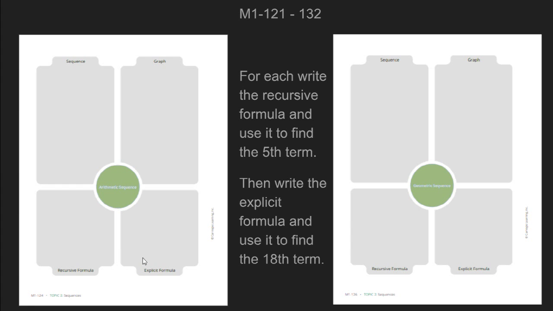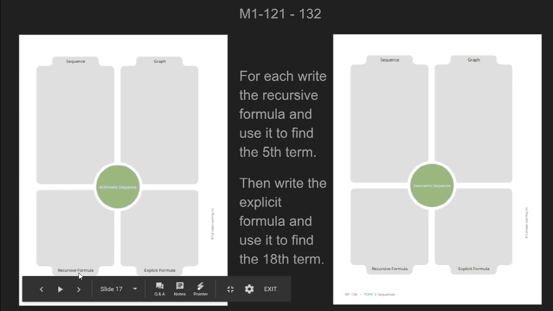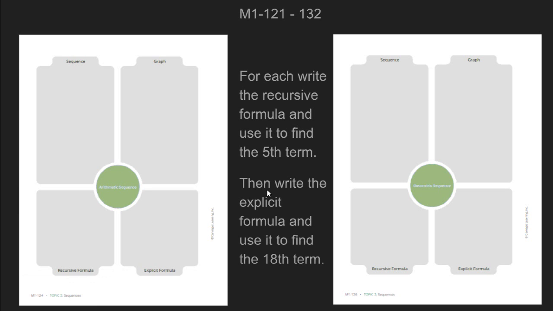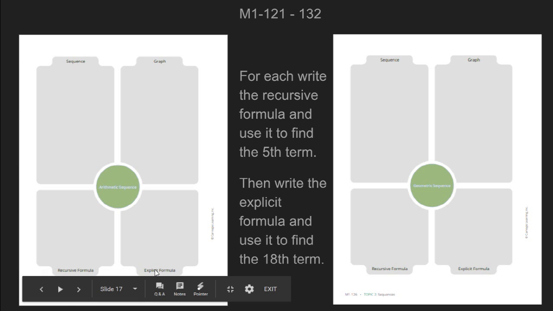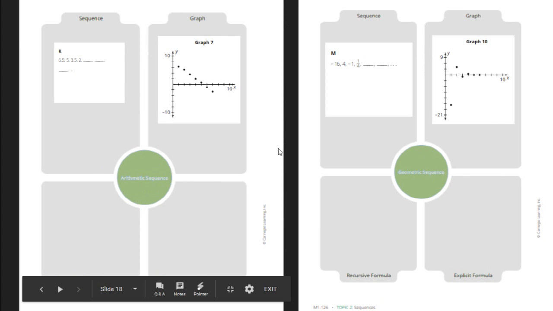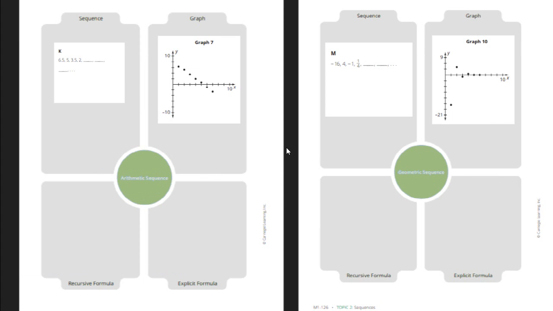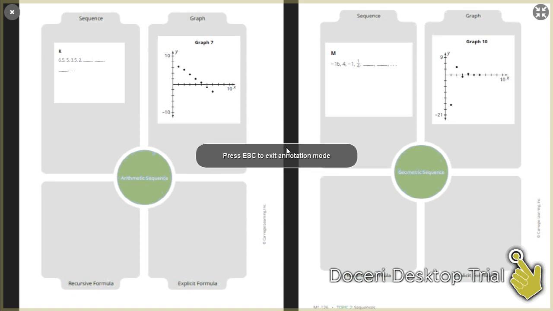Okay? Then we're going to use the recursive formula to show how to find the 5th term. And we're going to use the explicit formula to show how to find the 18th term. Okay? So I'm going to demonstrate one of each so that you know exactly what to do on the rest of those pages. Okay? All right, so here are my 2 examples that I'm going to go through. We've got on the left an arithmetic sequence, and on the right we have a geometric sequence. Okay? I'll get to the geometric in a second. We're going to start with the arithmetic.